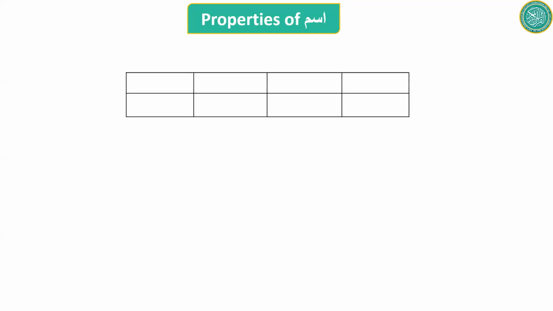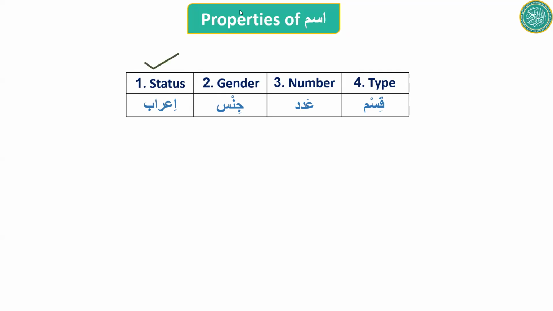So we had started learning the properties of ism, and we know there are four properties of ism: status, gender, number, and type. We have already finished our study of status. We have finished our study for that.